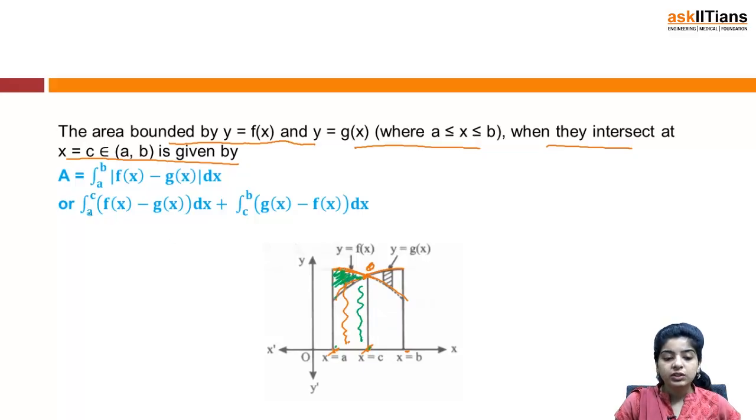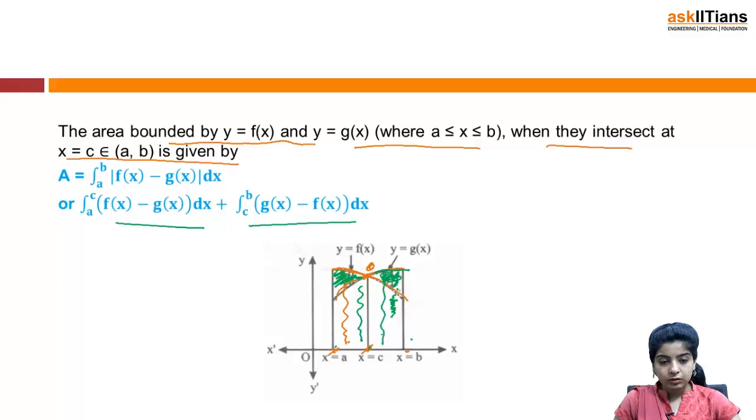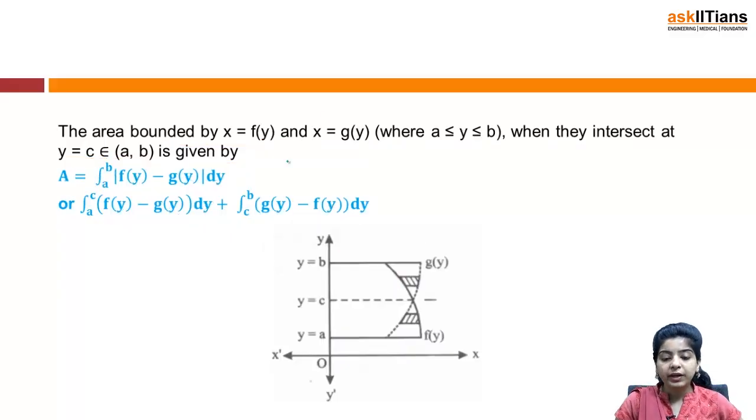So you'll have it as integral A to C (f(x) minus g(x)) plus C to B (g(x) minus f(x)), on the basis of the same concept. Like we'll have C to B, you'll have g(x), this area minus this area, so you'll ultimately be left with this area. So now parallel to this case, we'll have area bounded by x equal to f(y) and g(y). You can have area as integral A to B mod of f(y) minus g(y) dy, or you can split it up like A to C f(y) minus g(y) plus C to B g(y) minus f(y) dy.